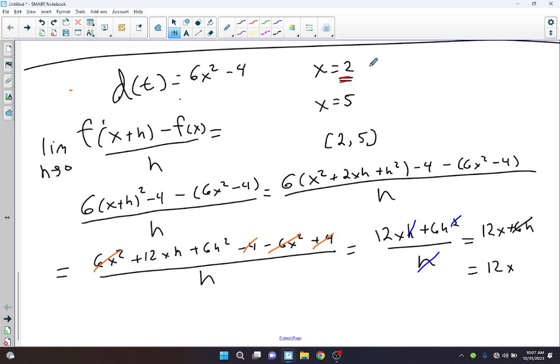Which means, all I have to do in this scenario, if at 2, is plug in 2. 12 times 2, 24. Plug in 5 here. 12 times 5, 60. Now, if I want the average speed of that, you could plug it into the slope formula, where you plug in 5 and 2 in the answer, and then divide by 3. But what you actually could do is just take the average of the 2 speeds you found earlier. 60 plus 24 divided by 2, 84 divided by 2, 42.